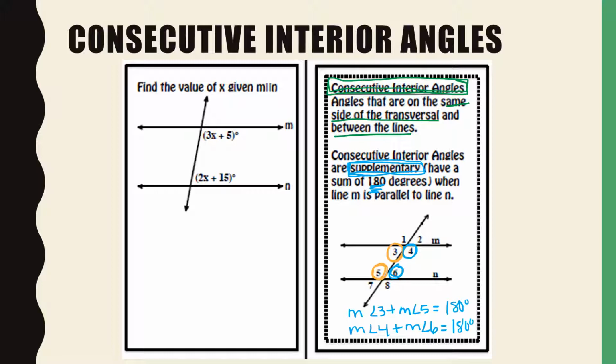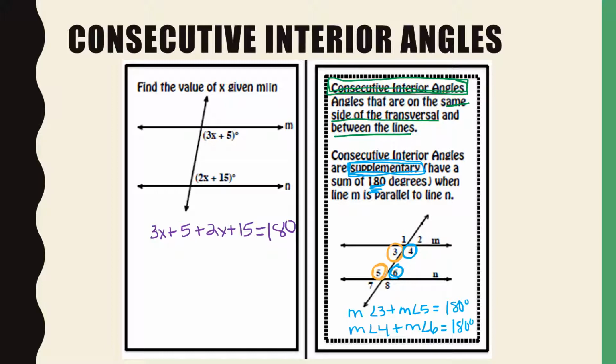Now going over to my example. Okay, these are both on the right side of the transversal and they're between my parallel lines. They're going to be consecutive interior angles. Remember, consecutive interior angles add up to equal 180 degrees. So I'm going to write 3x plus 5 plus 2x plus 15 equals 180. That is what it means to be supplementary, and that is how consecutive interior angles relate.